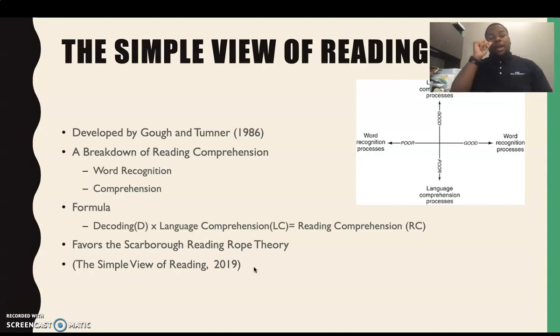I definitely see that it favors the Scarborough reading rope theory, because you have, let's say, decoding as one strand and language comprehension as the other strand. They're coming together into one strand, and that one strand will be reading comprehension. So I definitely can see that favoring the Scarborough reading rope.